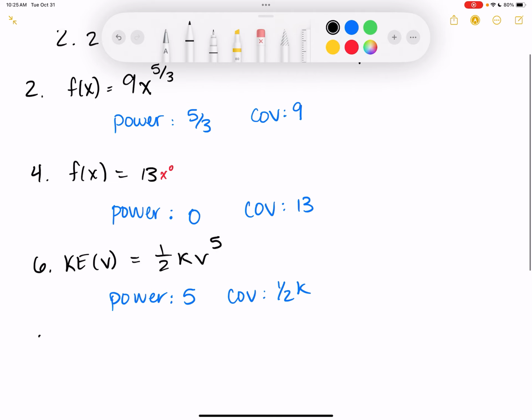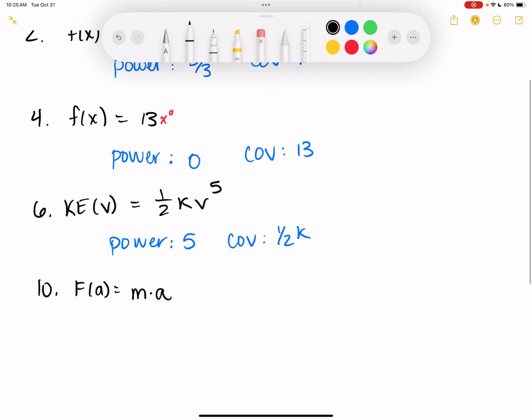And 10. F of A is equal to m times A. Anybody recognize what that is? Something about force. Newton's second law of motion. I was wondering why it was F of A. All right, is this a power function? No. Yes.